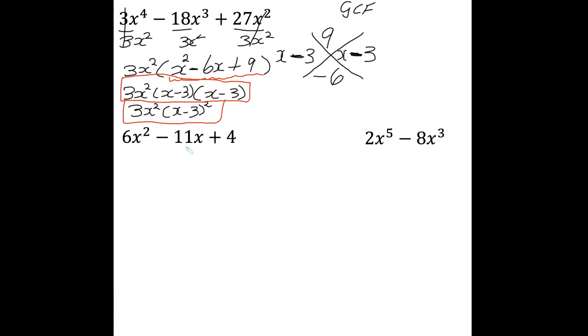I have 6x squared minus 11x plus 4. Remember what I said? Always check for GCF. You never know. 6, 11, and 4, the only number that can divide those is 1. So no GCF. However, I know I have 3 terms: 1, 2, 3. And if I have 3 terms, it means I have a trinomial. But I notice that the leading coefficient is 6, which is greater than 1. So that's my clue. We're going to slide and divide.